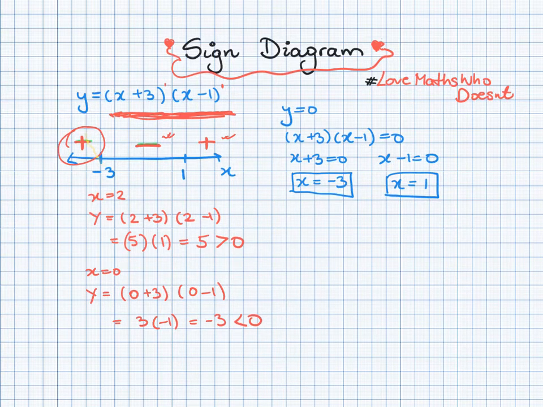Between -3 and 1, it's below the x-axis, and then it's above. So the graph would look something like that. So let's move on to another question. The next one I have picked for us is something like this.